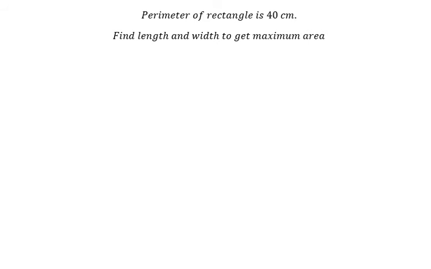The topic today is optimization. The perimeter of a rectangle is 40 centimeters. Find the length and width to get the maximum area. So I will show the technique for how to answer the question.